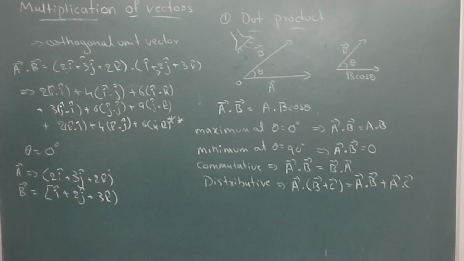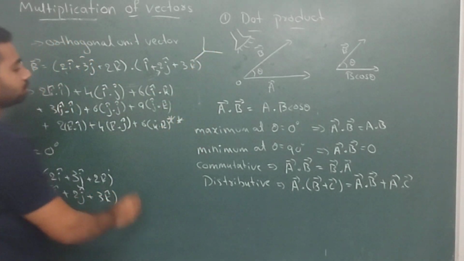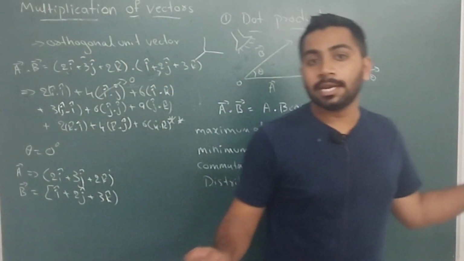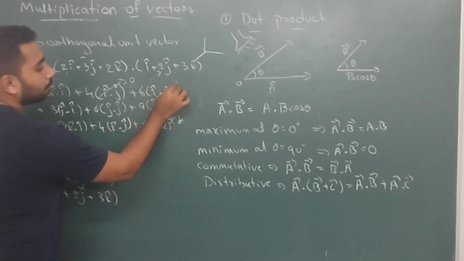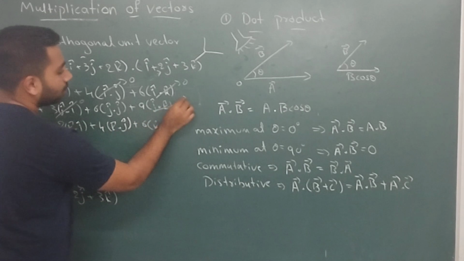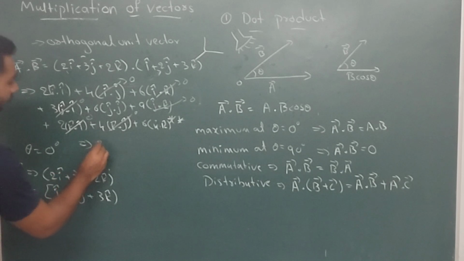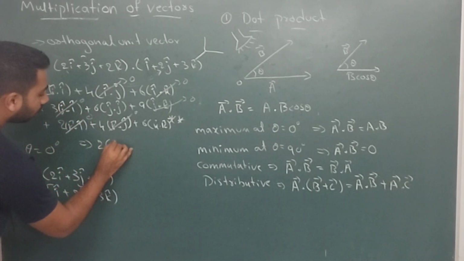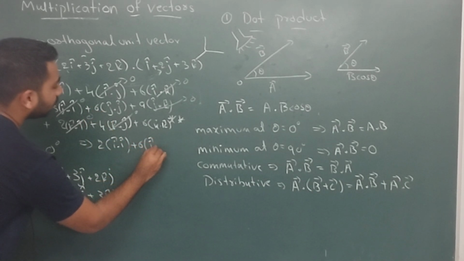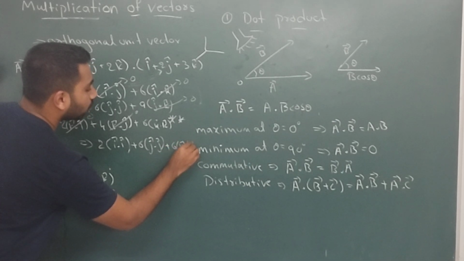Now see carefully, i and j are perpendicular to each other, which means this becomes 0, because when perpendicular the angle is 90 degrees and cos 90 is equal to 0. Now i dot k, perpendicular, 0. Now j dot i is 0, j dot k is 0. Now what do you remain with? 2 i dot i plus 6 j dot j plus 6 k dot k.